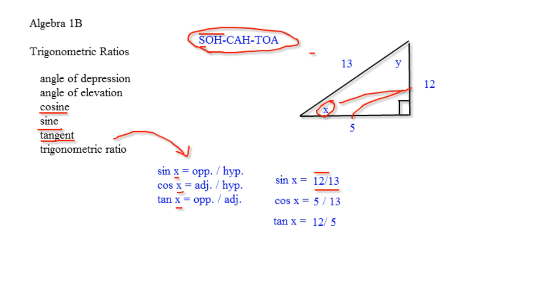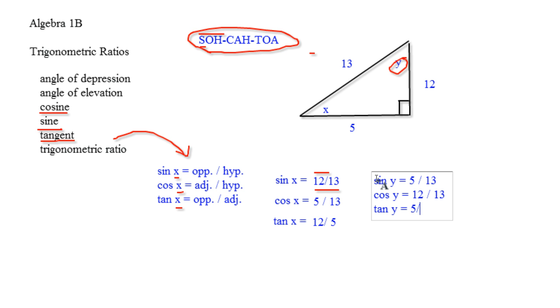Okay. All right, now let's say that we switch our focus from x to y. So let's switch it up here. Let's get rid of this. Let's get rid of this. Okay, now if I switch them, sine of y is going to be 5 over 13 because it's opposite over hypotenuse. Cosine of y, which looks like cozy, is going to be 12 over 13. And tangent of y is going to be 5 over 12.